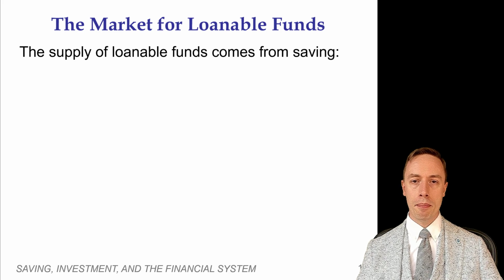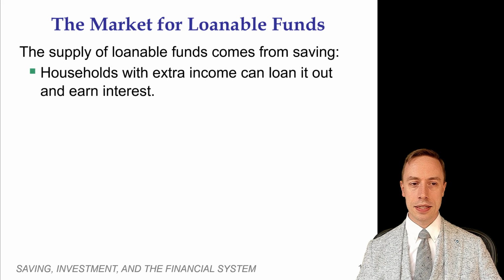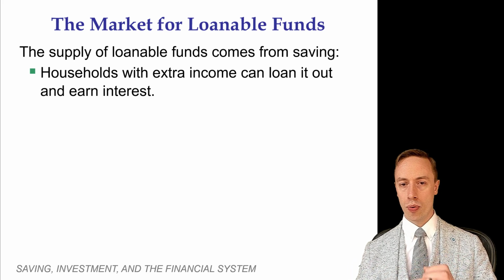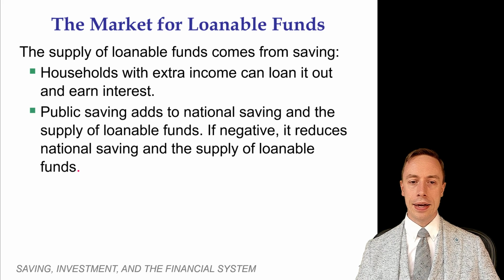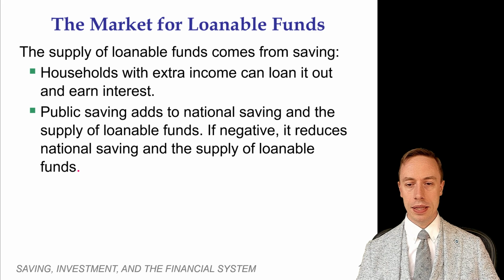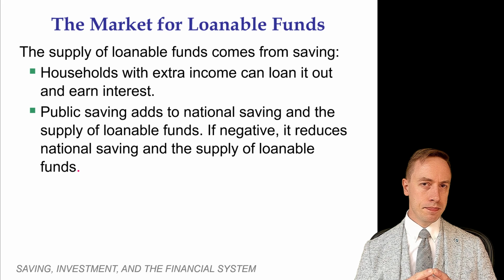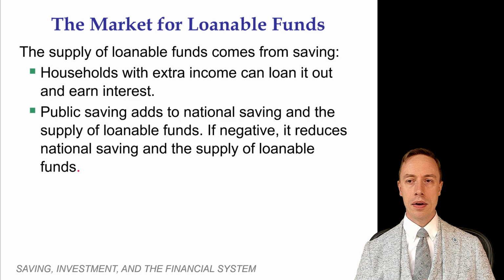In the case of the market for loanable funds, the supply is the savings. We have two types of supply here. We've got our private saving, so that's the households with the extra income, and we have public saving. Together they form national saving. Notice public saving is often negative. Anytime a government runs a budget deficit, we have negative public saving.